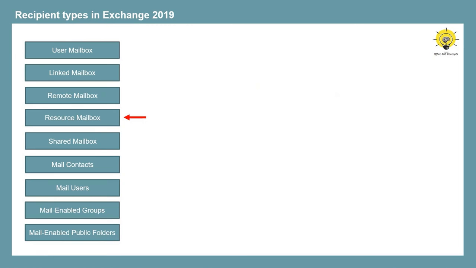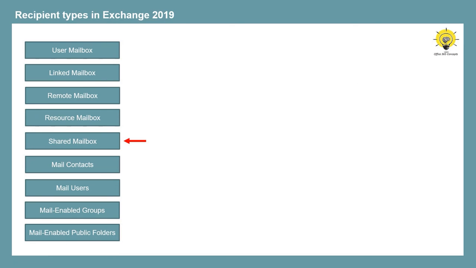After an admin creates an equipment mailbox, users can easily reserve this equipment by including the corresponding equipment mailbox in a meeting request. For example, if you need access to a projector that is a company resource, an admin will create an equipment mailbox with name projector, and users can book that projector adding the equipment mailbox in the meeting invite. Next recipient type is shared mailbox.